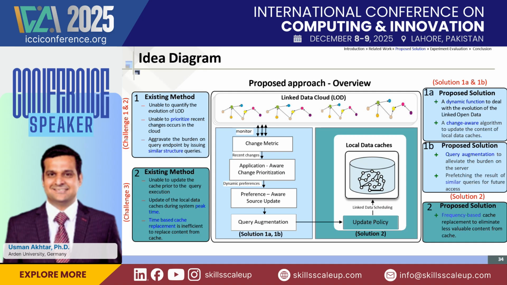So let's visualize how this works. This is the bigger picture of the idea. Traditional systems rely heavily on a server, leading to a bottleneck, and our approach shifts the intelligence to the client. So this is the main idea behind it. Clients maintain local caches that are dynamically updated based on the linked open data evolution. Similar queries are executed once and results are stored for future cache use. And then we also propose a solution for cache replacement, a smart way to replace the cache. This will not only reduce the server load but also improve the query performance for the end user. This is the bigger picture of our approach.